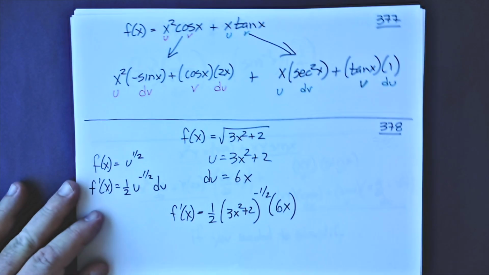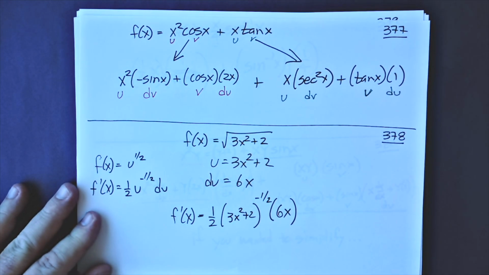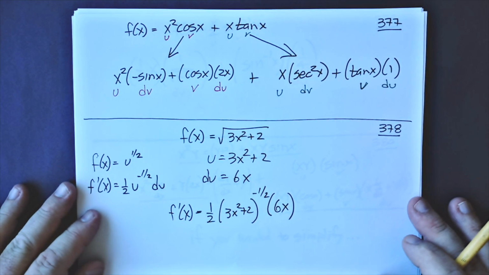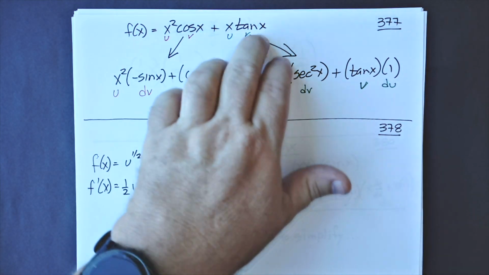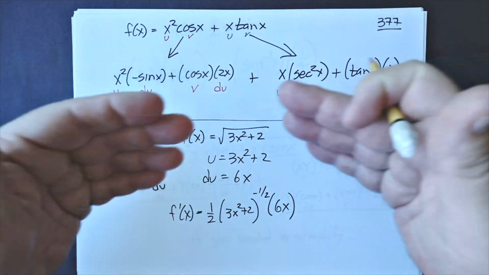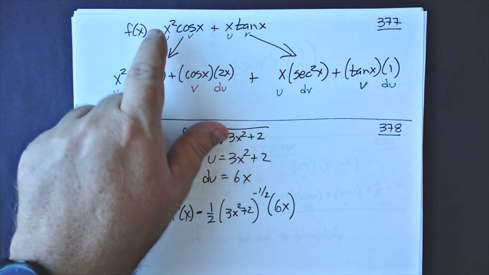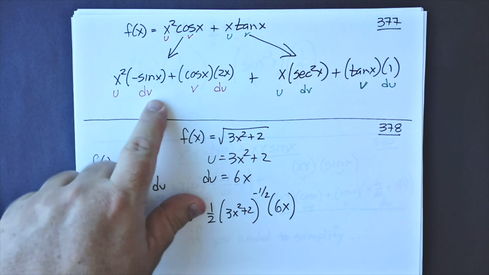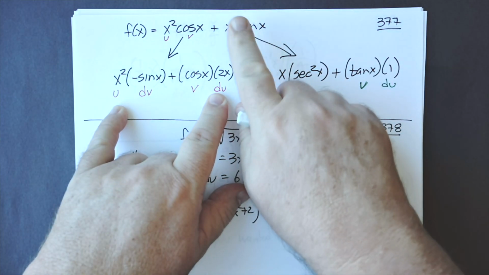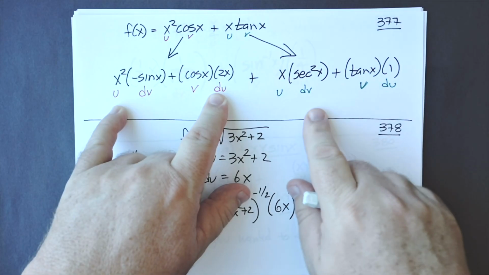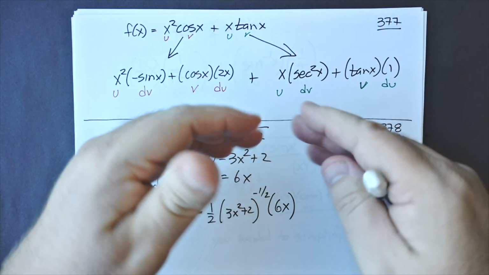377. This one, it looks like we need to use the product rule twice. So I have a product rule here and a product rule there. So we just separate them and then add them together. So here's my uv, u dv plus v du right there. My second uv over here for the second part, u dv plus v du right there. And that would be the derivative.